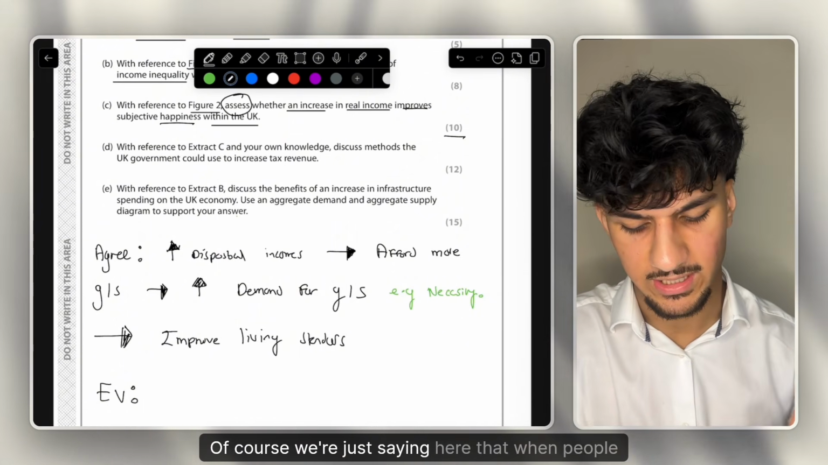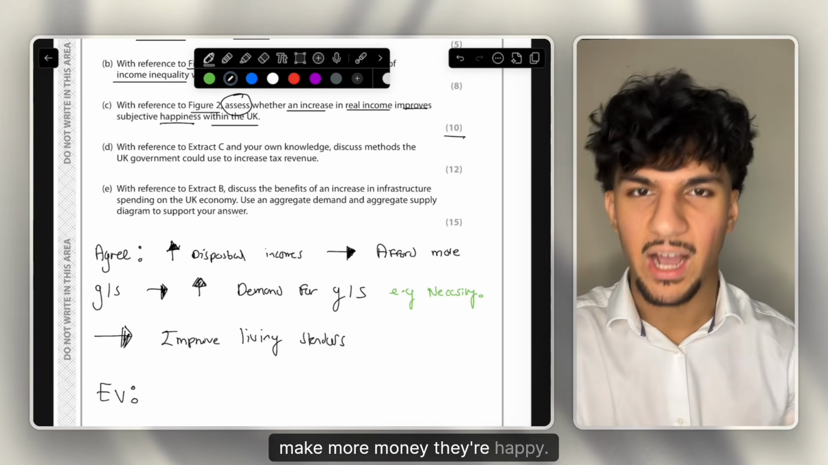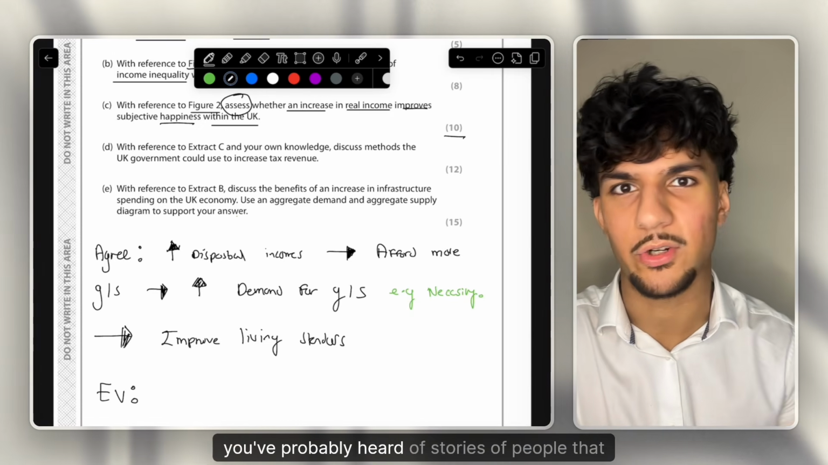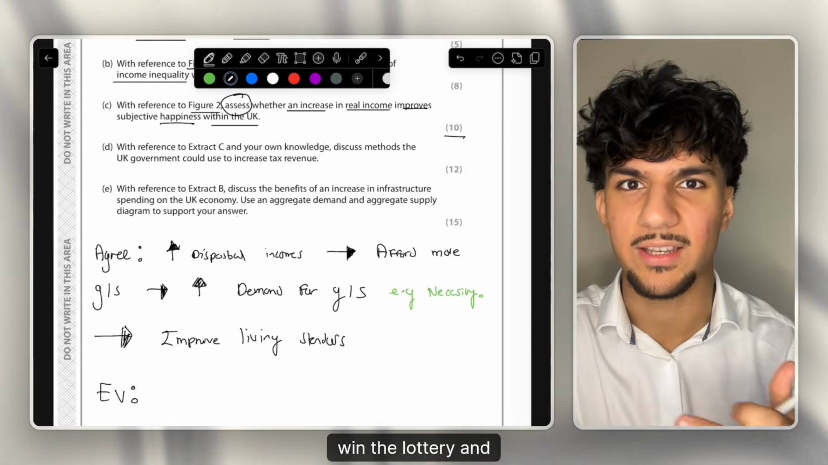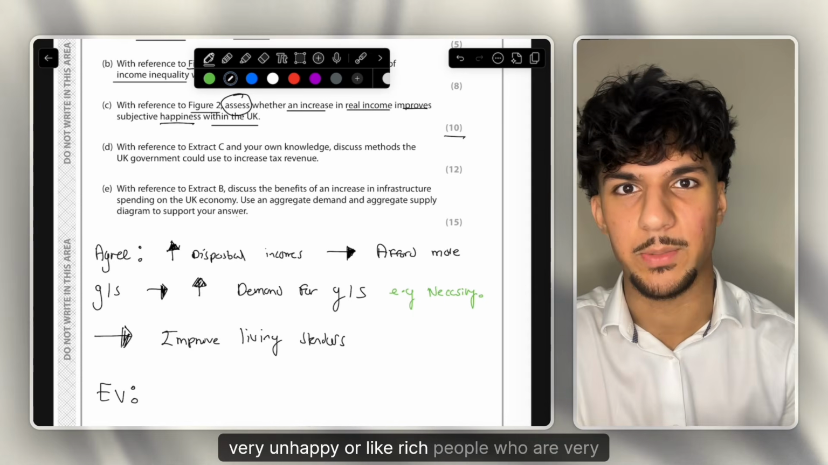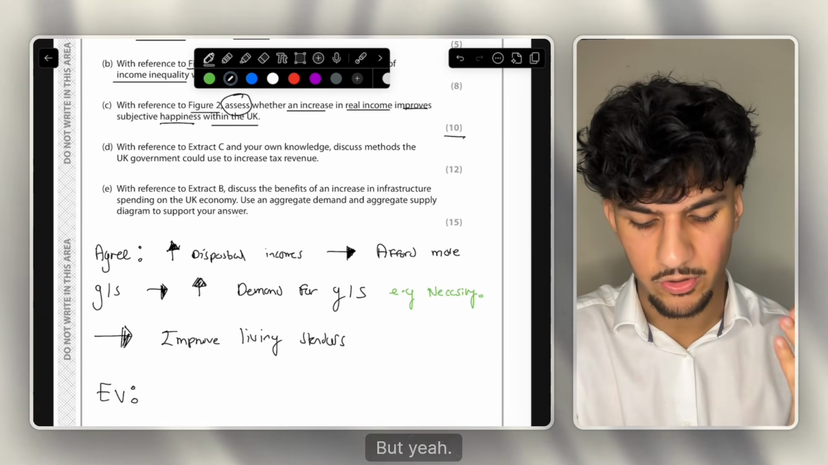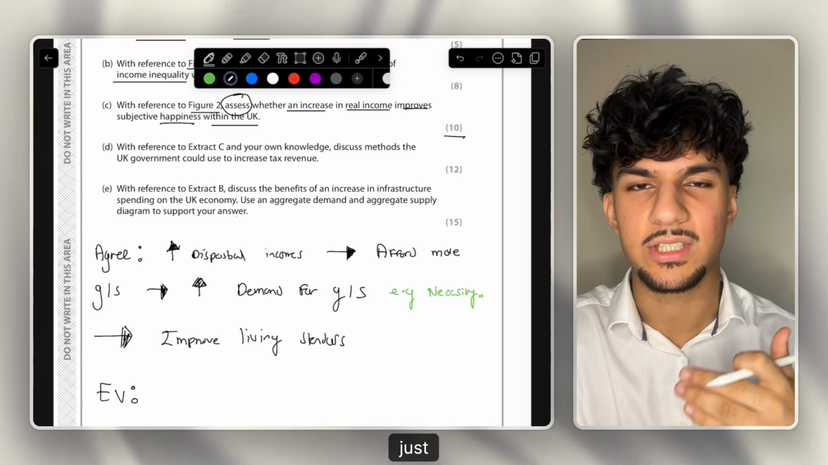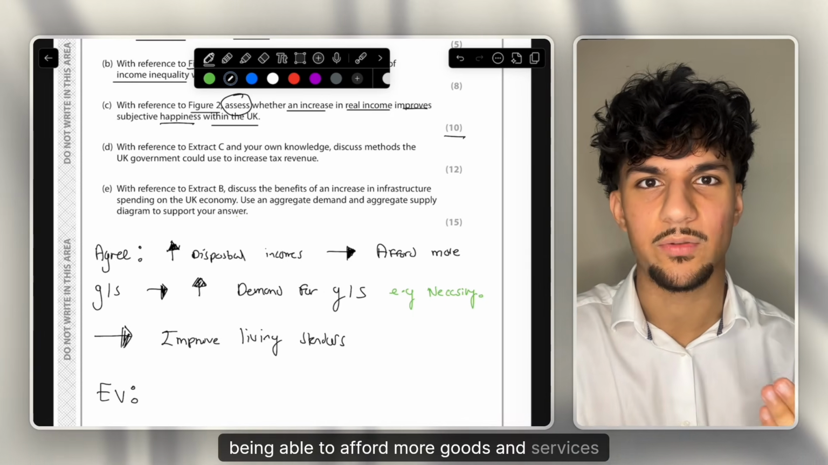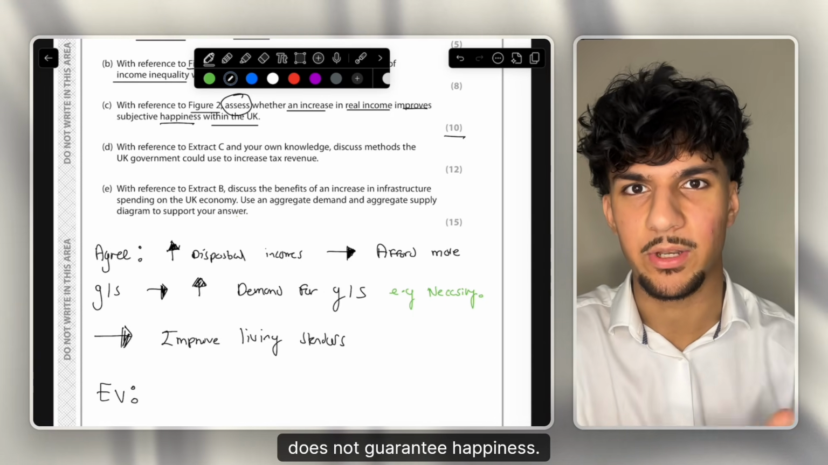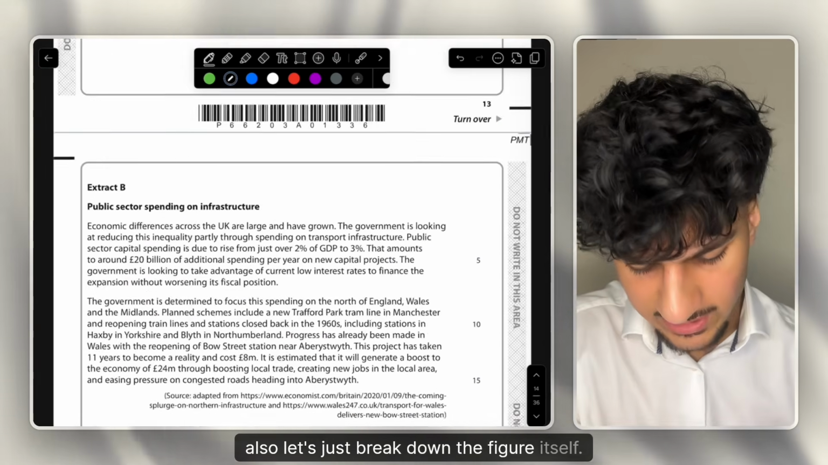Of course we're just saying here that when people make more money they're happy, but you've probably heard of stories of people that win the lottery and are very unhappy, or rich people who are very unhappy. So you could state the fact that just being able to afford more goods and services does not guarantee happiness. Also, let's just break down the figure itself.